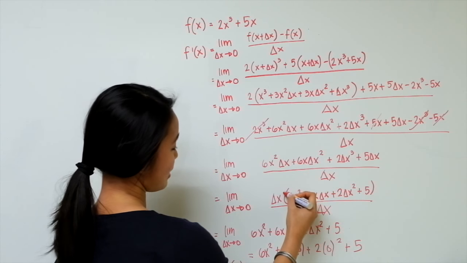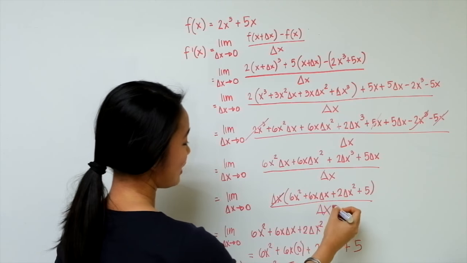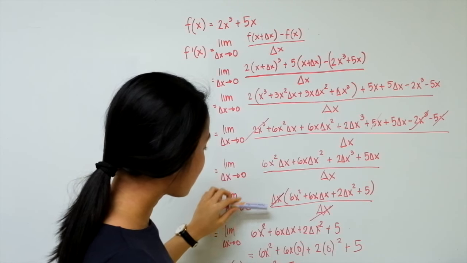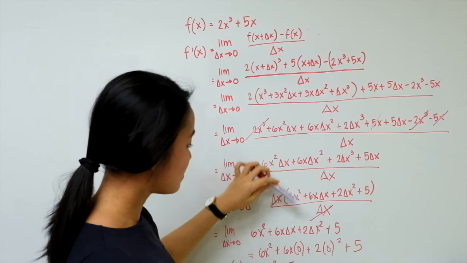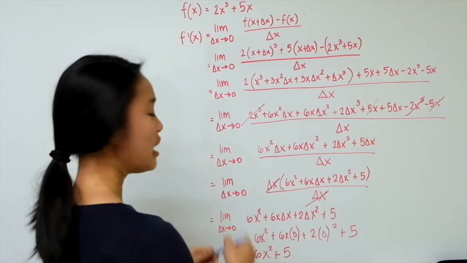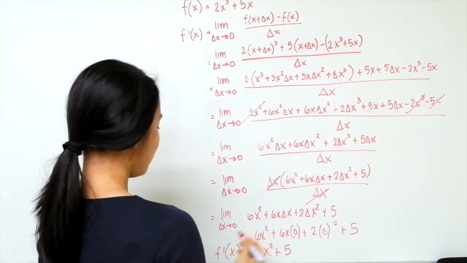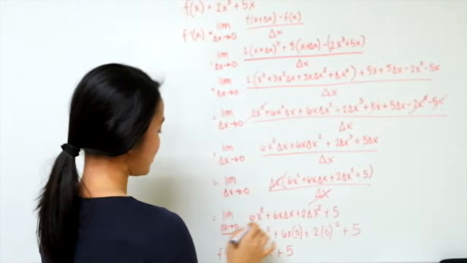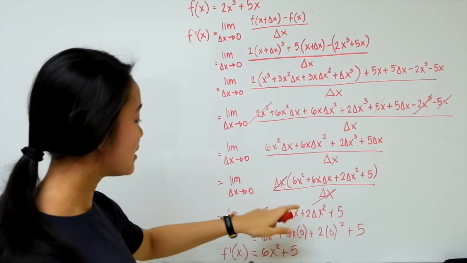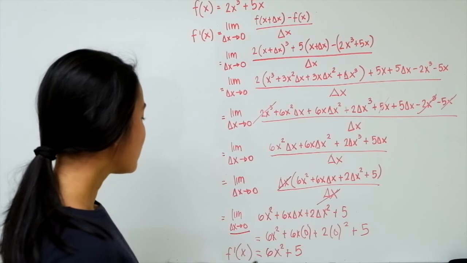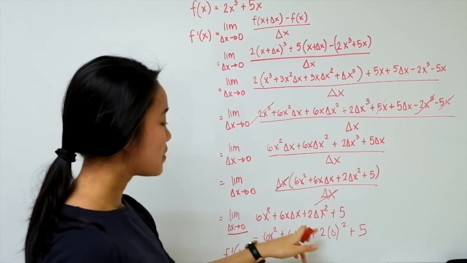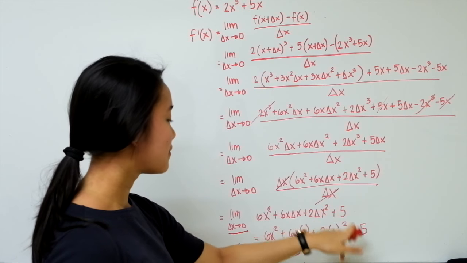So from here you can cancel the delta x's. So it becomes 6x squared plus 6x delta x plus 2 delta x squared plus 5. Now from here, since delta x is approaching 0, we can substitute the 0 to the delta x. So it becomes 6x squared plus 6x times 0 plus 2 times 0 squared plus 5.